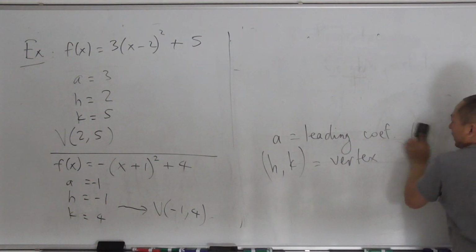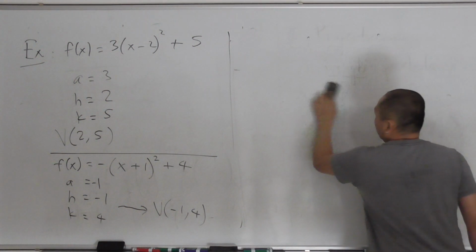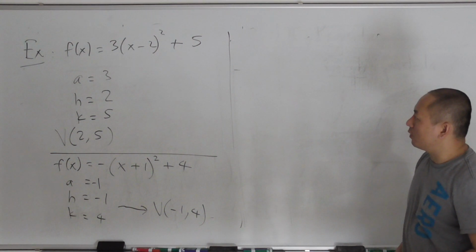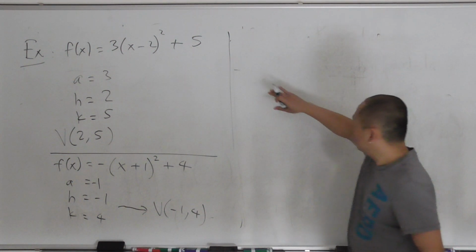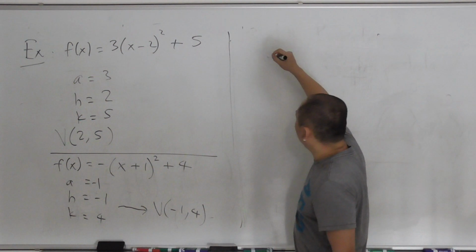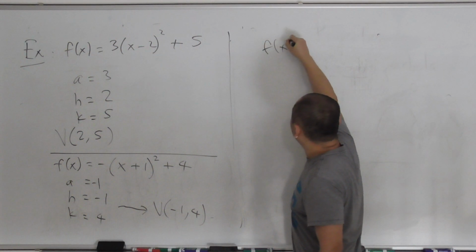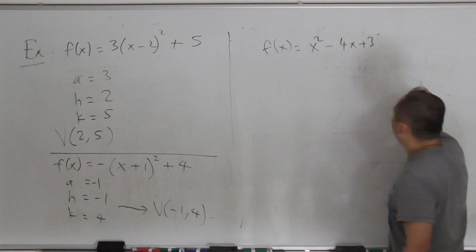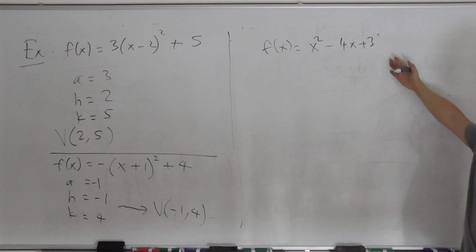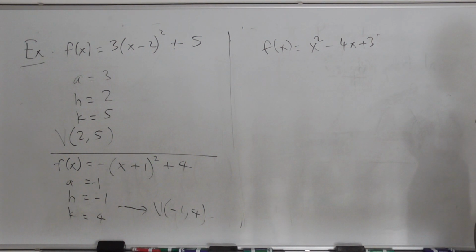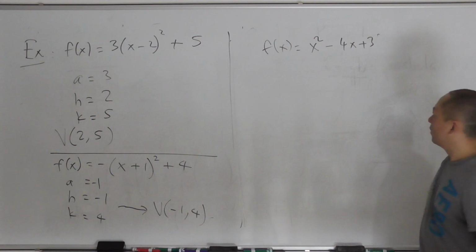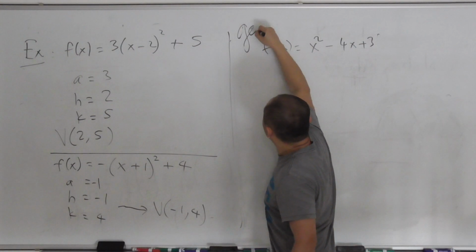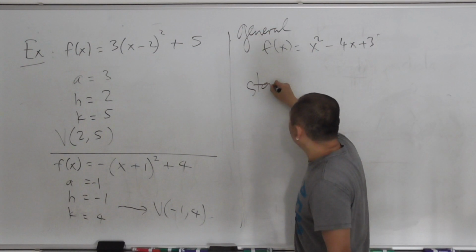There's one type of exercise you may see in this section, which is how to convert back and forth between the general form and the standard form. So let me give you an example. Say f of x, make it an easy one, use the same one as before: x squared minus 4x plus 3. I'm giving you the general form, and I want to rewrite the quadratic function in this vertex form, or the standard form. How can I do that? This is the general form. I want to change to standard.